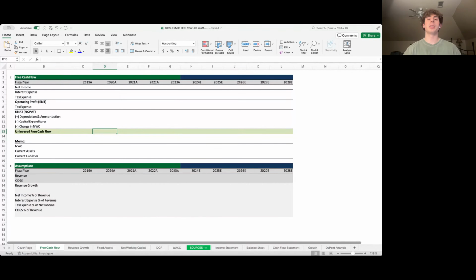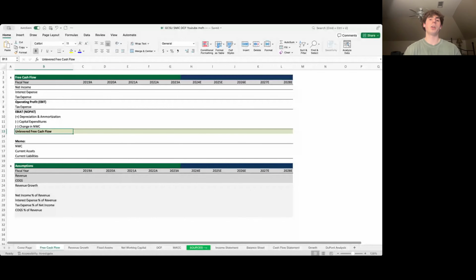Welcome to step 2. Step 2 is project out future cash flows. Before we get started, I want to explain a couple things. For instance, this right here is referred to as the historical period, and this is referred to as the projection period. The projection period are the years on our free cash flow we're going to be solving for. Unlevered free cash flow is cash available to both debt and equity holders.